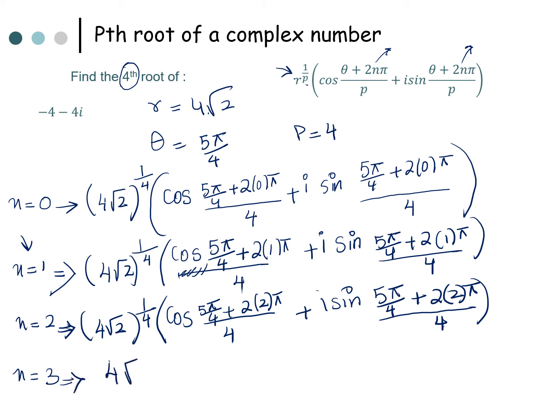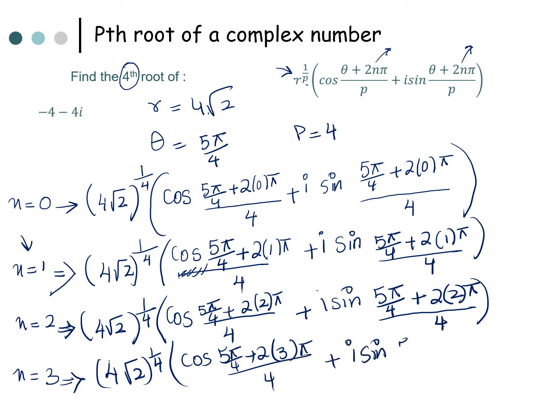So here you have 4√2. Now 1/4 cos. In this case, n is 3. So 5π/4 plus 2, and in case of n we write 3π over 4. And then plus i sine of 5π/4 plus 2, and n is again 3, and then π over 4. Now one by one write it in the calculator and get the answers.